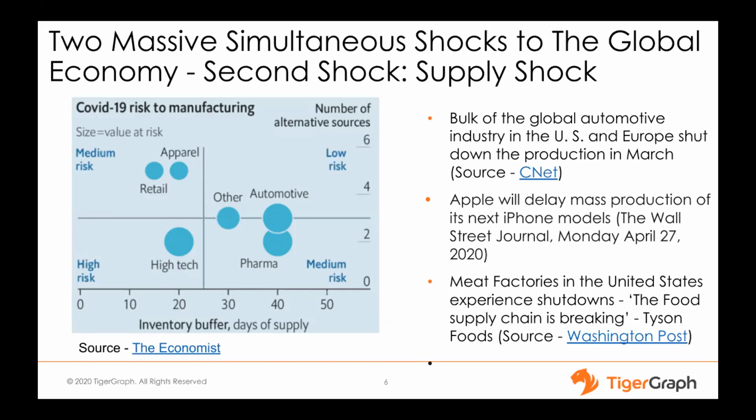And Tyson Foods CEO made this statement. He said the food supply chain is breaking because of the COVID-19 pandemic. Again, these are all problems that people are actively working on solutions for. So these are not to just say that all hope is lost. Certainly not. We will work through this one like we have worked through every other situation. But it's important to understand the extent to which both demand and supply have been affected by the COVID-19 pandemic.